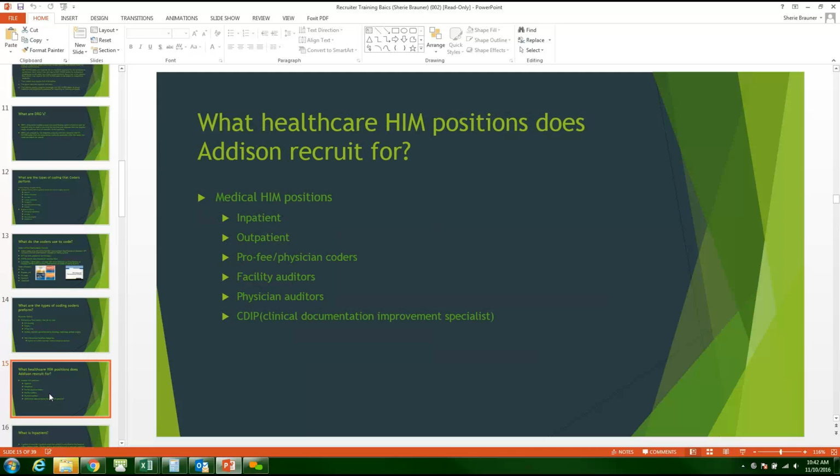Slide number 15. What healthcare HIM positions does Addison recruit for? As it lists below, we recruit for inpatient, outpatient, pro-fee, physician coders, facility auditors, physician auditors, and CDIP, clinical documentation improvement specialists. Within the scope of outpatient, there may be a specialty type they're seeking: interventional radiology, rehab, physical therapy.